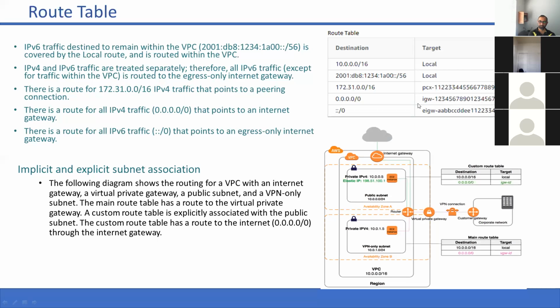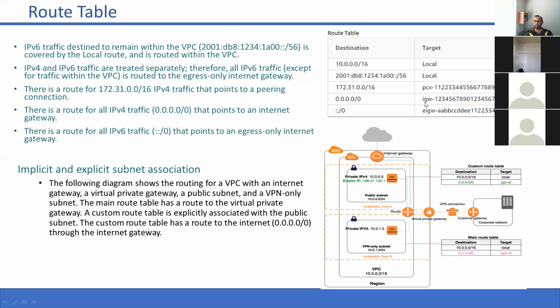IGW is... I'm blanking out now. I have the answers on the left actually. There is a route for all IP traffic. So zeros means it is open to the world. Anything in the world can connect, can communicate. That is what it means. Zeros is anything in the world.